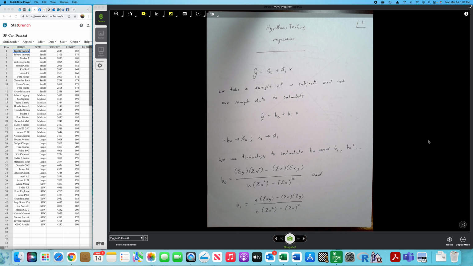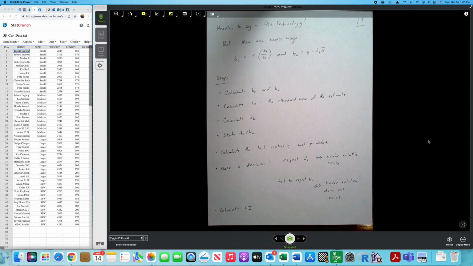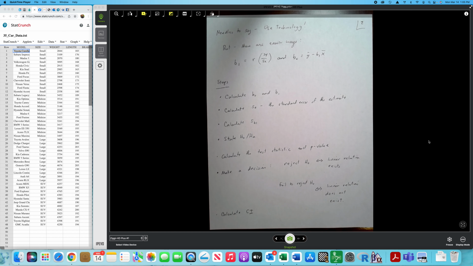Now, why do we use technology? Well, sometimes the calculation of beta 0 and beta 1 can get pretty ugly. Even though I look at this and that falls right smack dab in my comfort zone, it may not fall in your comfort zone. Luckily for us, there are easier ways to calculate our estimated regression coefficients, B0 and B1, of beta 0 and beta 1.